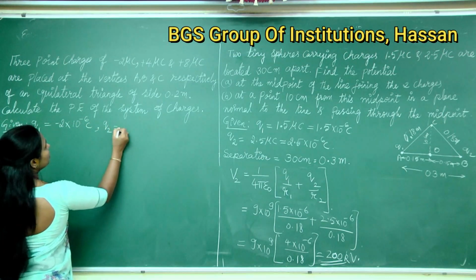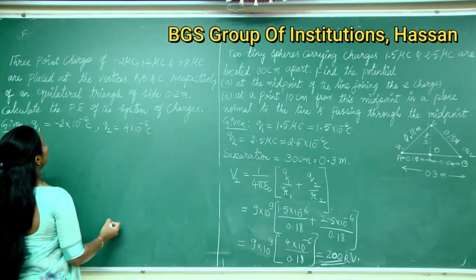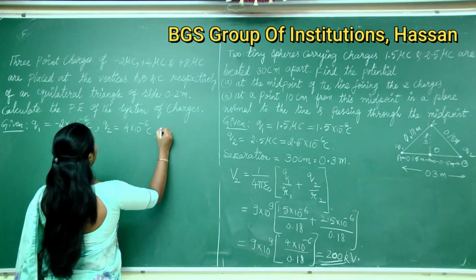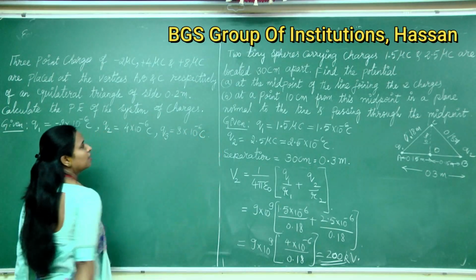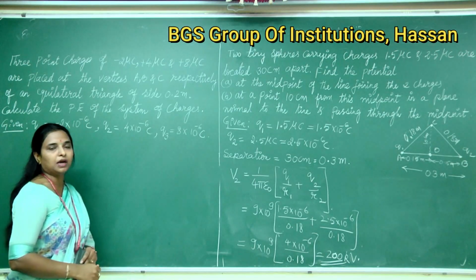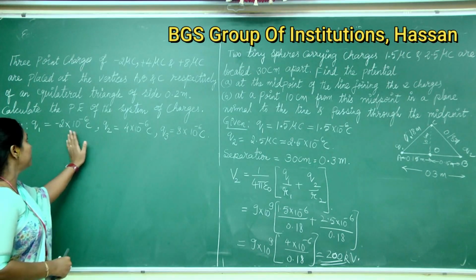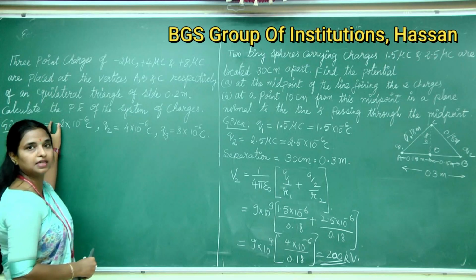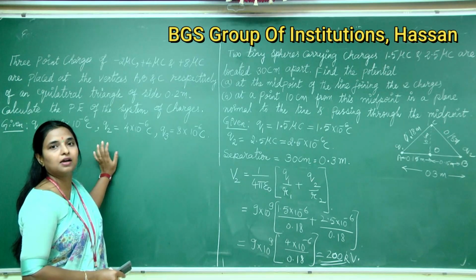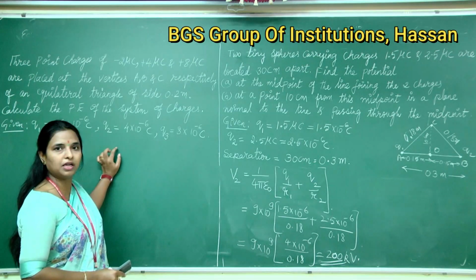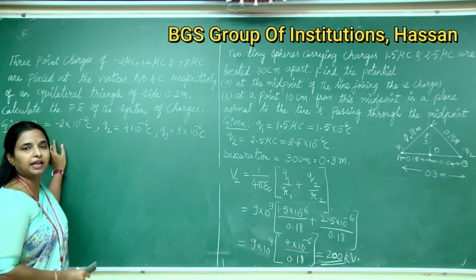What is Q2? 4 into 10 power minus 6 coulomb. And what is Q3? It is 8 into 10 power minus 6 coulomb. In the previous chapter, while writing the values of the charge, we need not to worry about the minus sign while substituting, because there we'll consider the direction, because electric field is a vector quantity. So here electric potential is a scalar quantity. That is why we have to consider the negative sign.